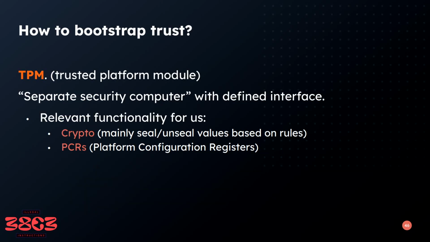This kind of trust, which the Windows boot manager then wants to infer, is bootstrapped by the trusted platform module. And it's basically like a separate security computer in your computer, and it has a very defined set of interfaces. There are different versions, 1.2, 2.0, they can be in firmware or in hardware. That doesn't really matter for these purposes. It's just another computer, and it has two features which are relevant for us. It has PCRs, platform configuration registers, and it has some crypto ability.